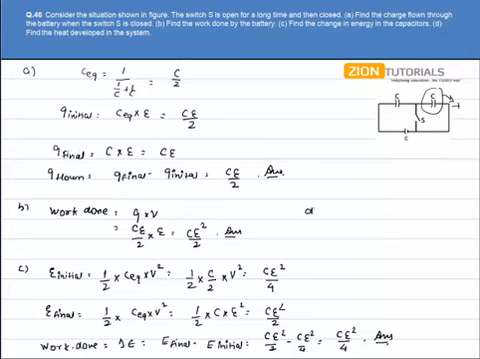In the D part, we had to calculate the heat developed. Now clearly, the change in energy is equal to the heat losses, so heat losses is equal to the change in energy, that is C epsilon square by 4, as calculated in the C part. That is the answer.